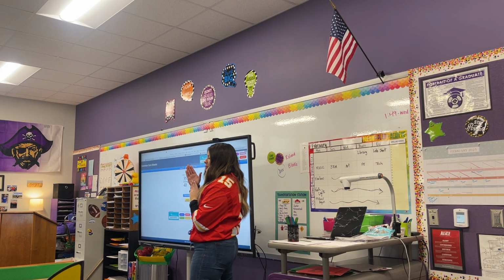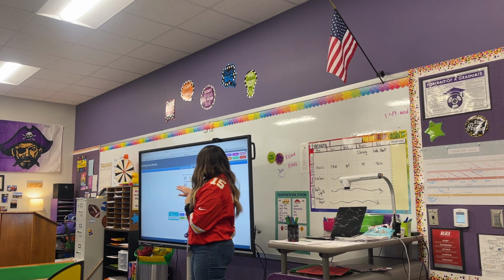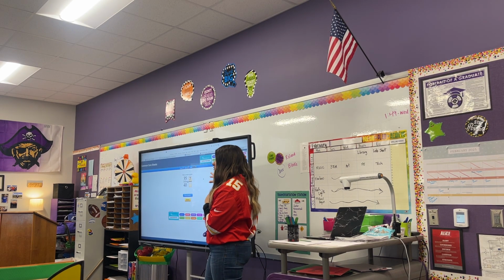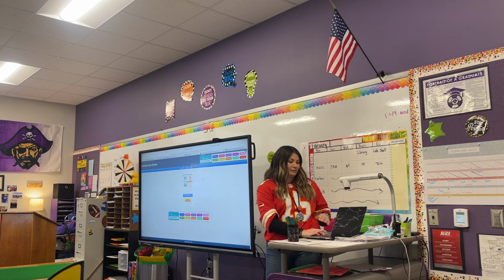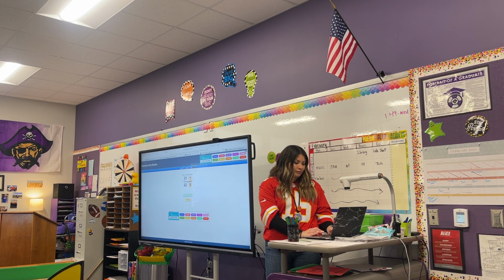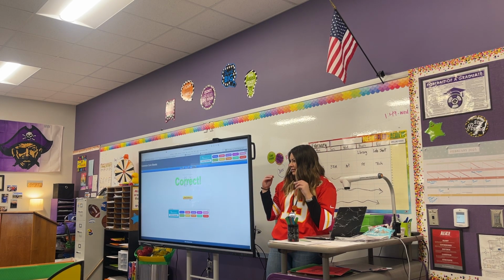Then remember, whatever we do to the numerator, we have to do to the denominator. So if we took 35 divided by 5, we have to take 40 divided by what, Kaden? 5. So 40 divided by 5 is? 8. Are we seeing how we're doing this? Yeah.